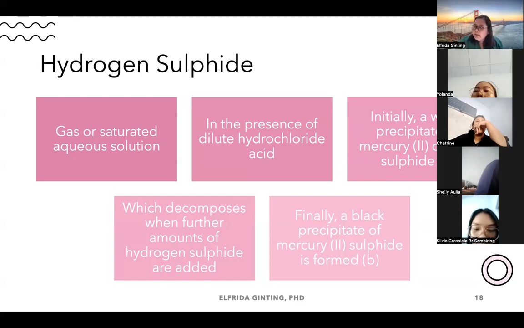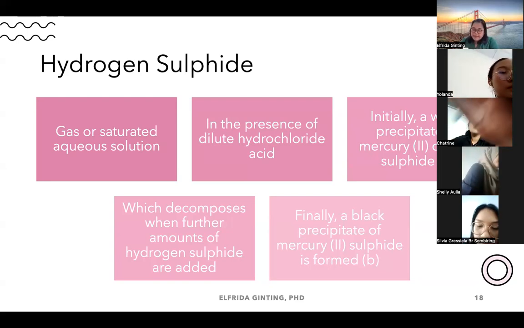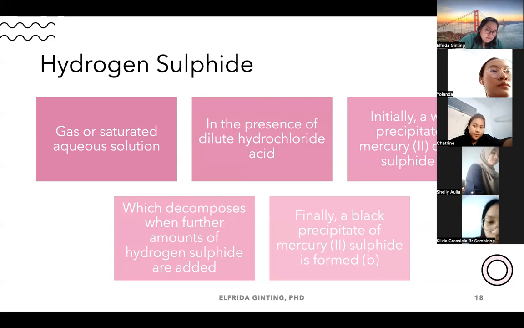So you can see here this is only mercury, and the process of identification and analysis of mercury uses only one reagent.